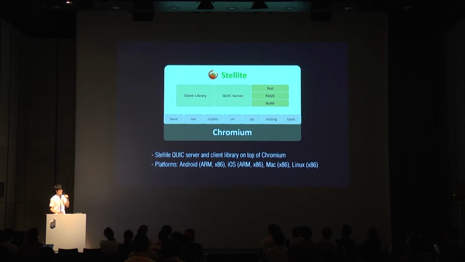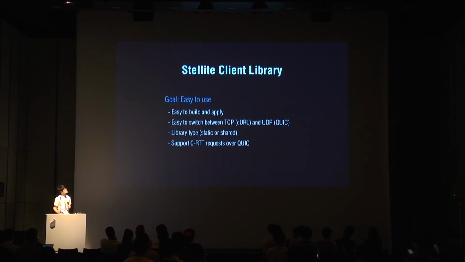Stellite consists of the Stellite QUIC server and the Stellite client library. The client was developed to use with the Cocos2d-x and Unity game engines. It currently supports Android and iOS. Stellite QUIC server is an extension version of Chromium's QUIC simple server. Now let's take a look at each part, client and server, more closely. First, I'm going to explain about the client development.